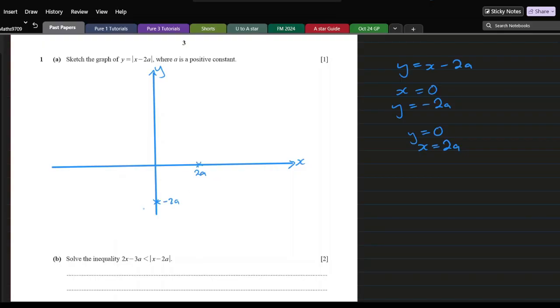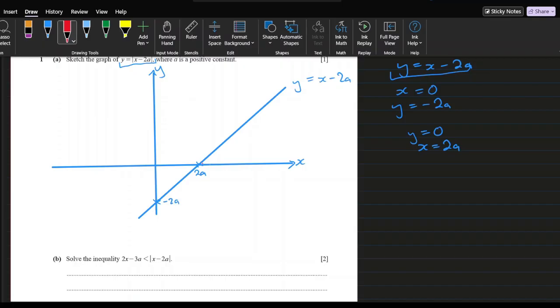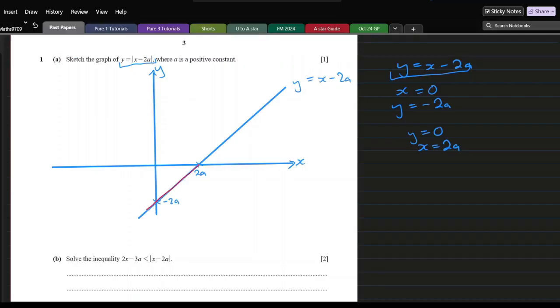And then we're going to draw a line that passes through these 2 points. Okay, let me just shift that line downwards a little bit. I think that's better. Okay, so this here would be the equation of y is equal to x minus 2a. Now to get the modulus function from here, we simply have to reflect the part that's below the x-axis. So we have to reflect this part over here, right? So let's do that.